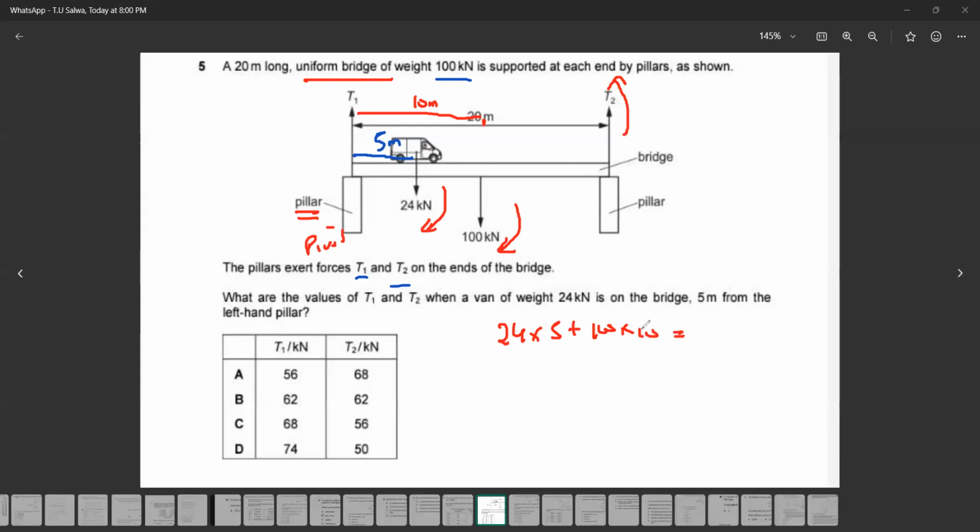So 100 into 10. This is making a clockwise rotation, equal to T2 times the total distance from the pivot, which is 20. So it will be 24 into 5, which equals 120. Then this one is 1000, and T2 into 20. So it will be 120 plus 1000, that is 1120, divided by 20.